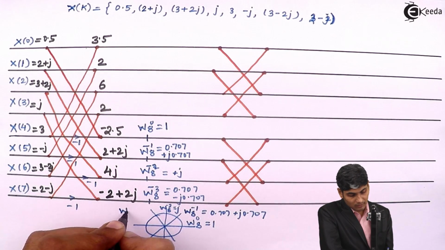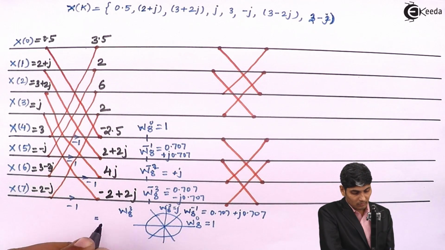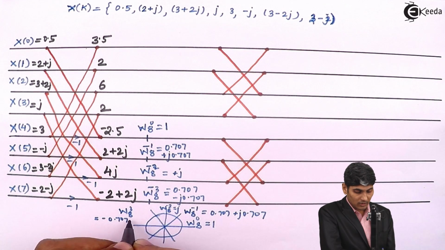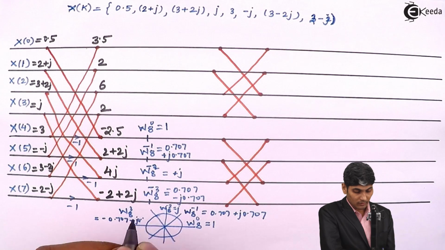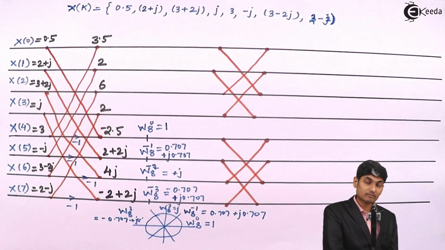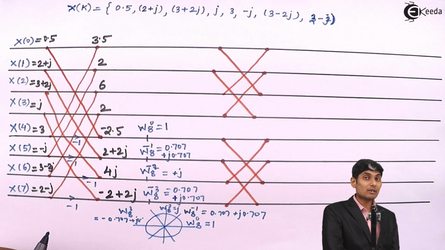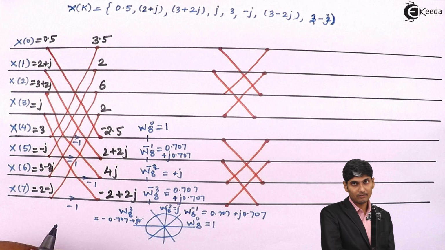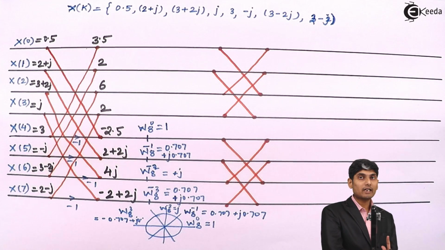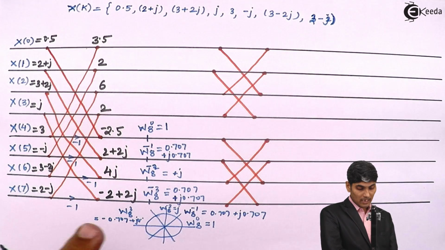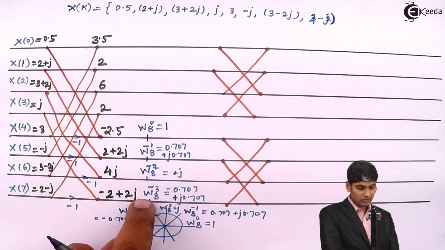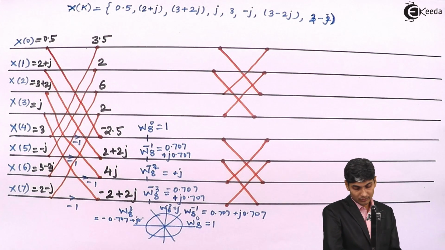And then here I will have W8 raised to 3, which is nothing but X will be negative, that is minus 0.707, but J will be positive, so plus J 0.707. So here it will be plus again. Okay. So that is a basic difference between DIFFT flow graph and IFFT flow graph. You need to take care that whenever you write twiddle factors, you need to make the index negative, and instead of going on the circle in the anti-clockwise direction, we will be moving on the circle in the clockwise direction.